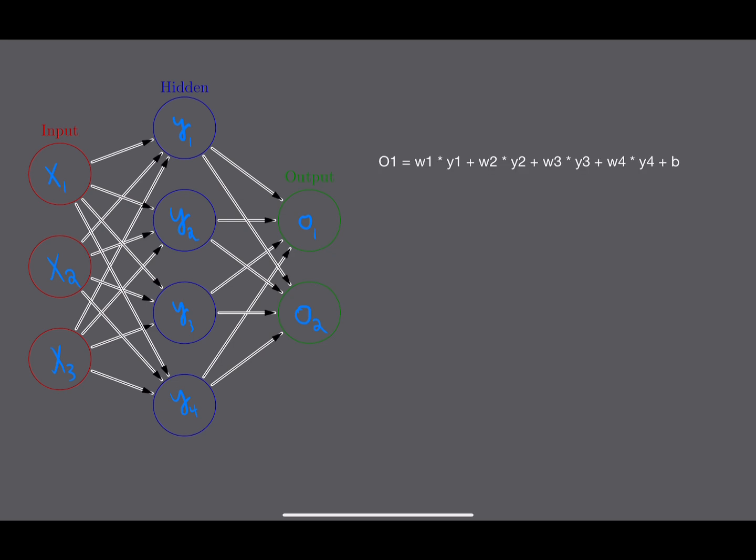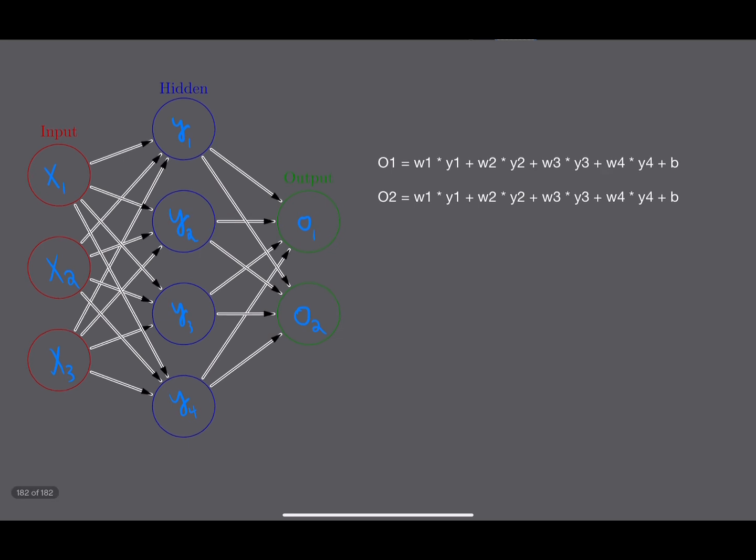Just as in the previous layer, O1 is calculated using our linear regression formula, except this time it has to factor in y1 all the way through y4. So we have an additional w4. We don't just have w1 through w3, we also have w4, and of course we have our constant term b. O2 is calculated the same way using y1 through y4, but we should remember that W1 through W4, as well as B for O2 for that node, are learned completely separately. So these two nodes are operating completely independently.